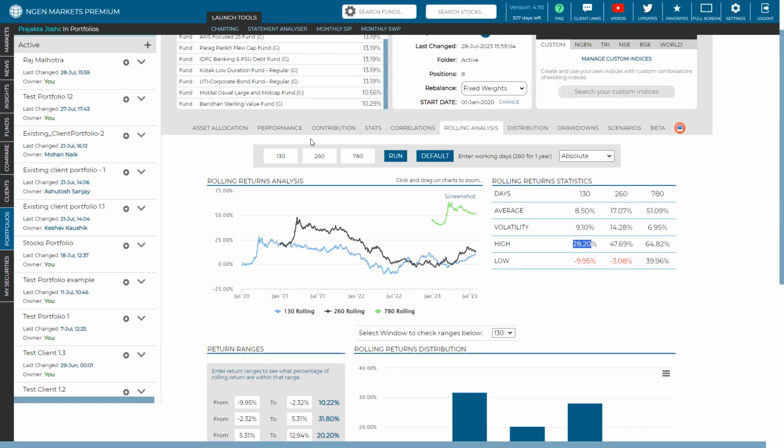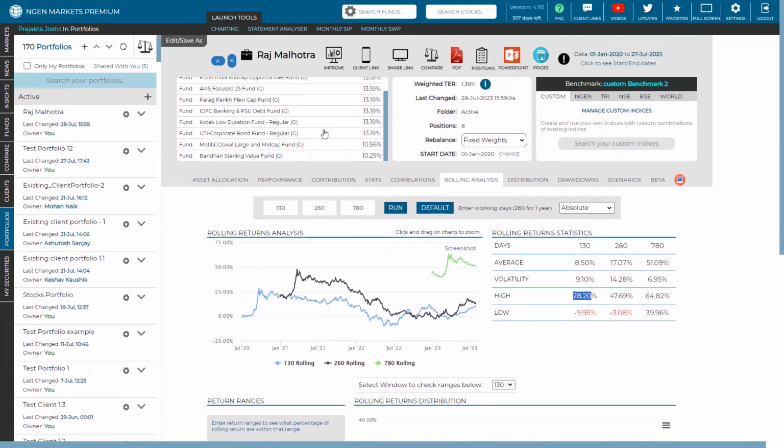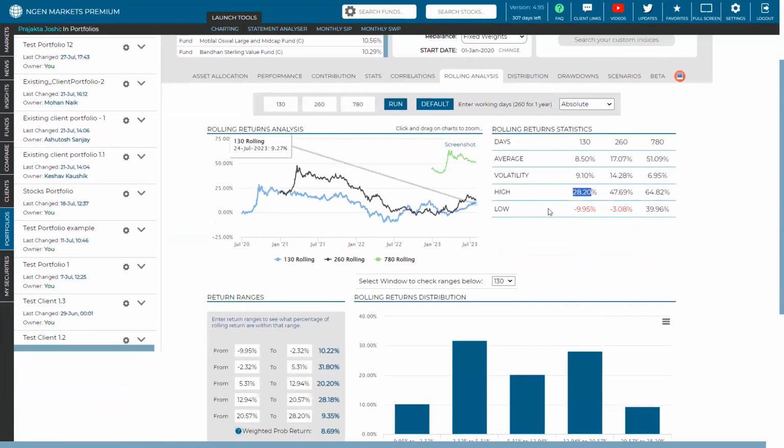This entire portfolio, mind you, this is not a single fund analysis that we are doing, it is the entire portfolio analytics. And the lowest that this portfolio would have ever given in a 6-month holding period would have been negative 9.95. So the range, as you can see, is pretty high. It can go as high as 28, it can go as low as negative 10, right?